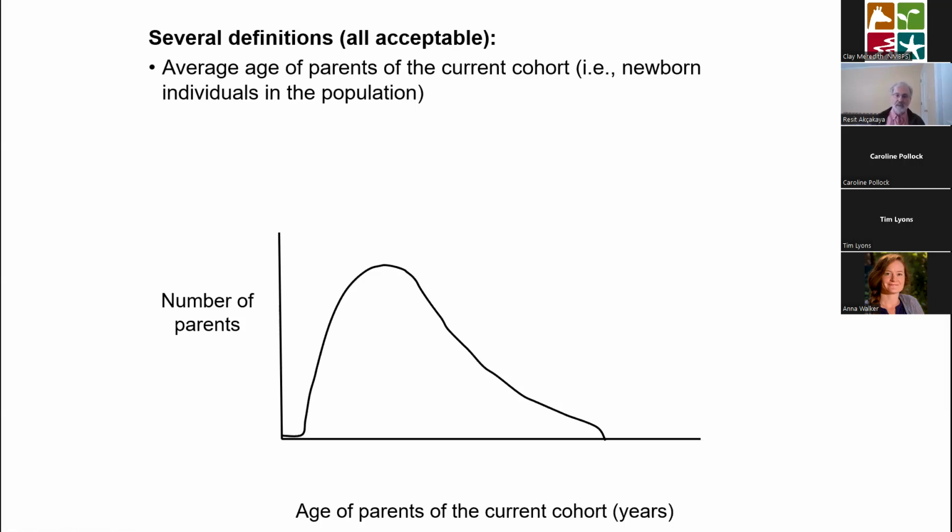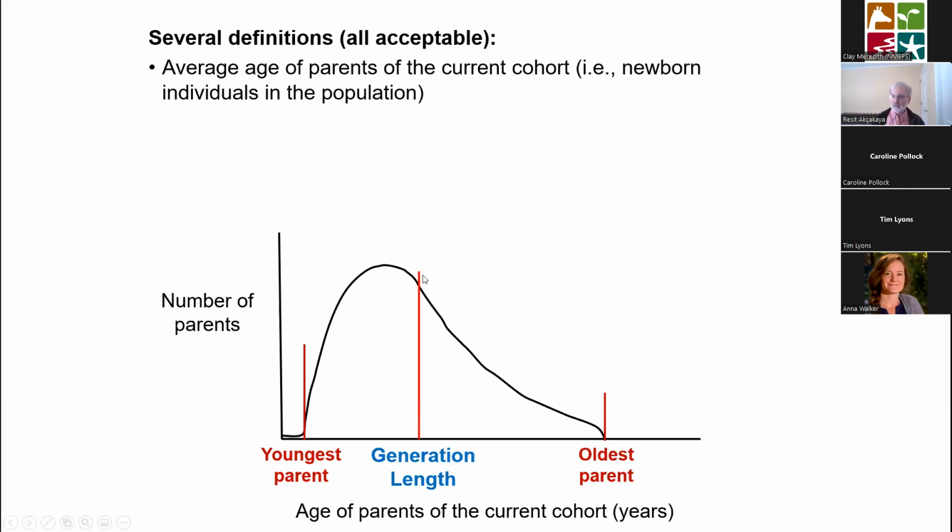You make a histogram of the age of the parents, and there's the youngest parent, a young individual, and there is the oldest parent. The median, or the average, of this distribution would be one definition of the generation length of the species.